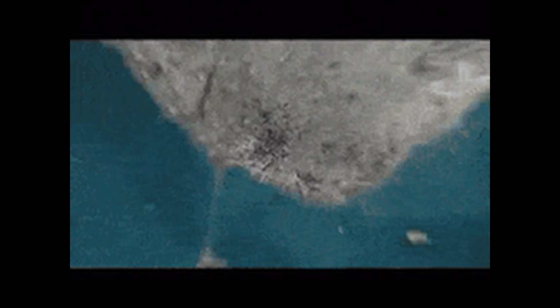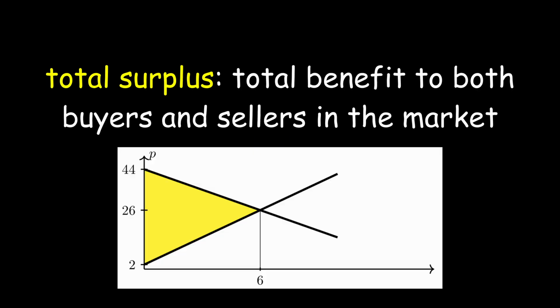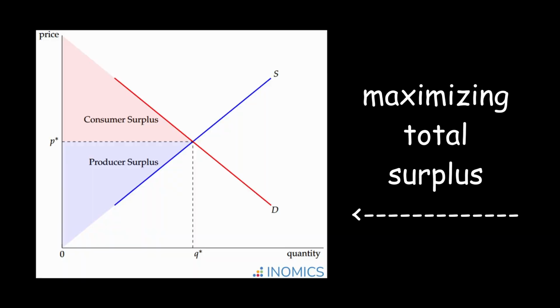Okay, now let's look at the full scope picture. Together, consumer and producer surplus make up the total economic surplus. Basically, the total benefit to both buyers and sellers in the market. This area shows us that markets at equilibrium maximize these benefits and create the most value for society.